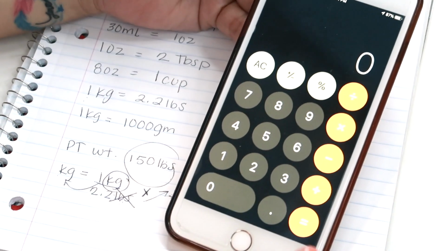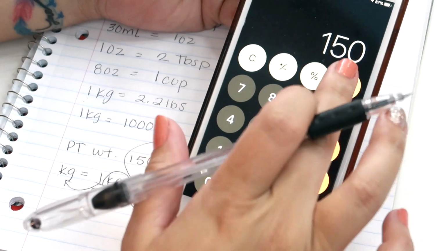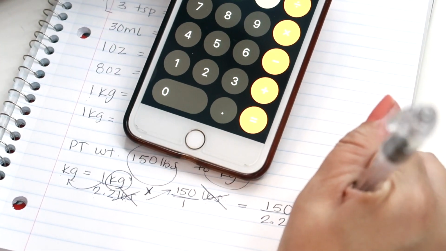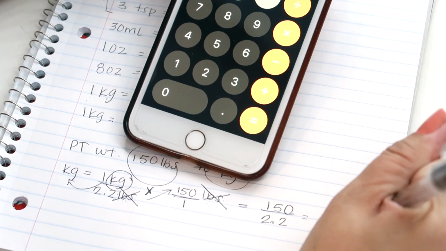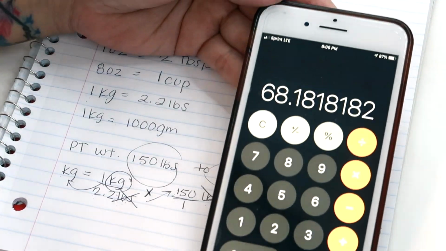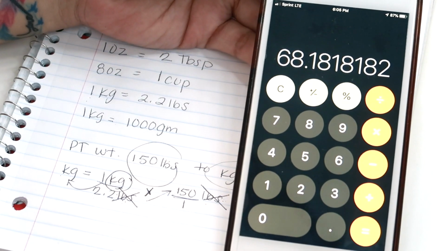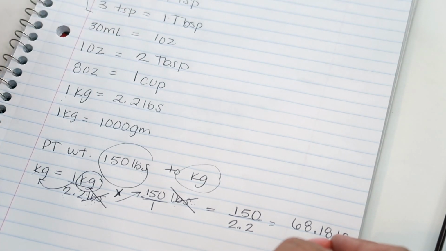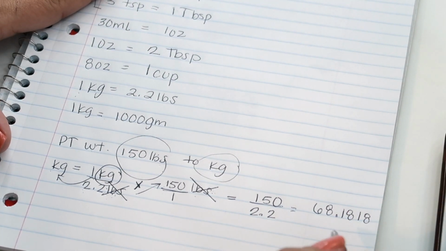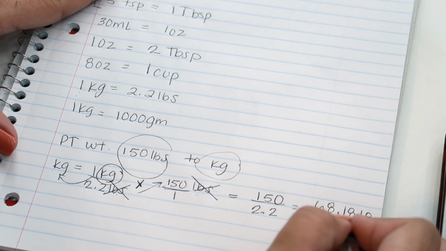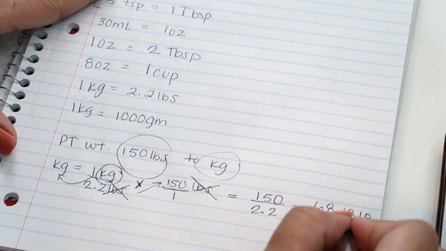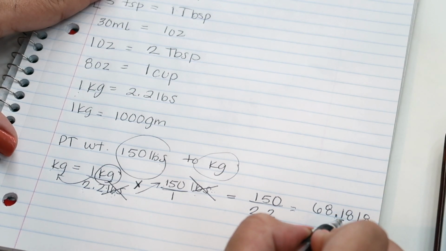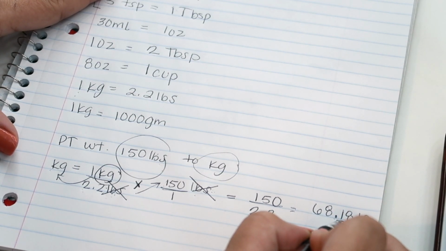So we're going to go ahead and do our math. 150 divided by 2.2 equals 68.1818, and so forth. Often the question will tell you where to round to. My program varies, it depends. So I'm just going to round to the nearest tenth. The nearest tenth is the number after the decimal.